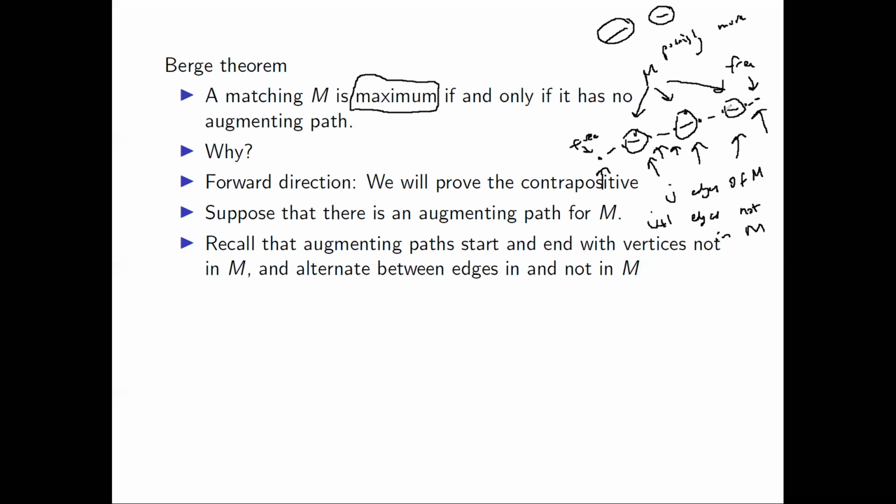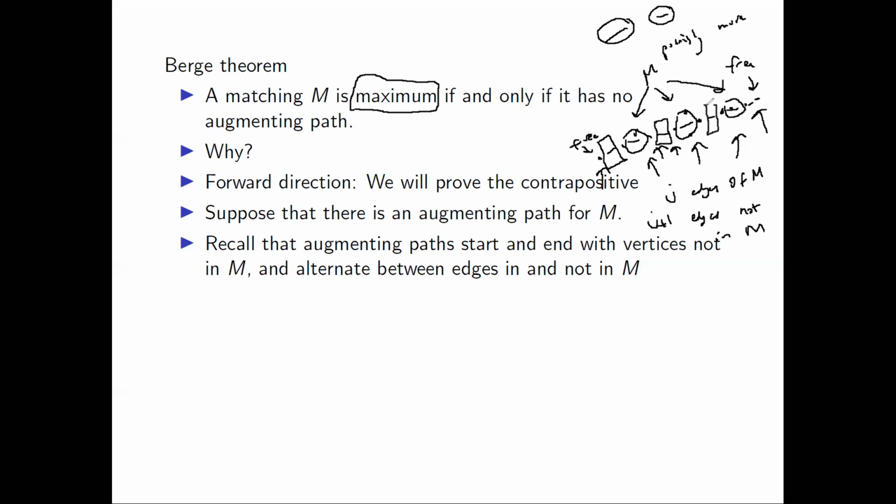Same with these vertices here. The only edges in the matching that are using them are this edge using this one, and this edge right here using this one. So what does this tell us? Well, we can make a new matching by replacing the edges on this augmenting path that are in M with the edges that are not in M. So here are our replacement edges.